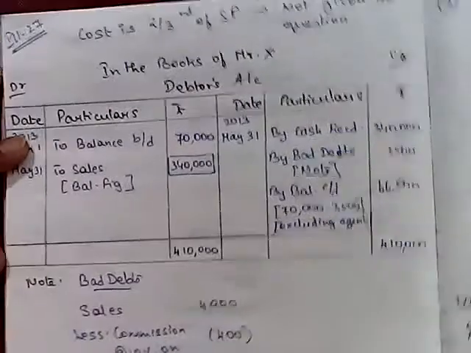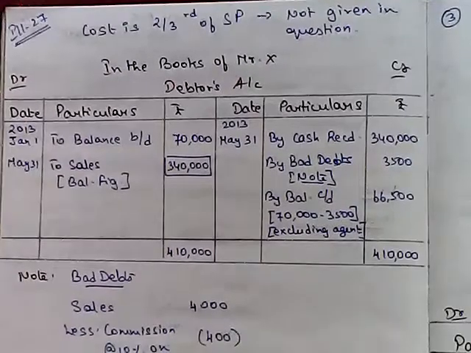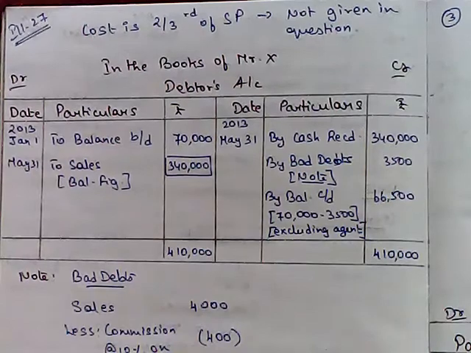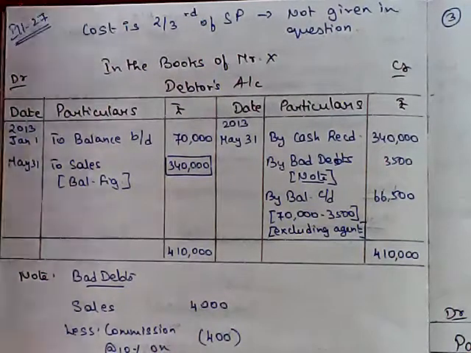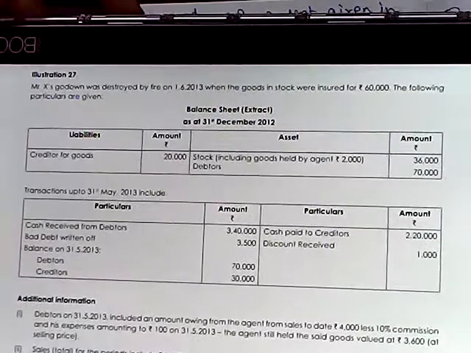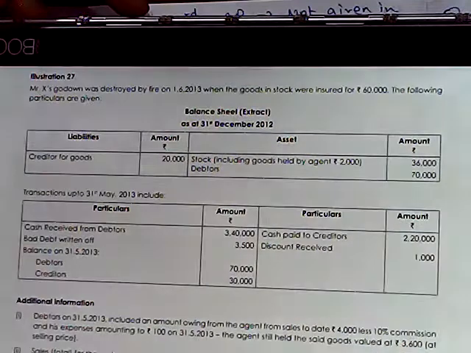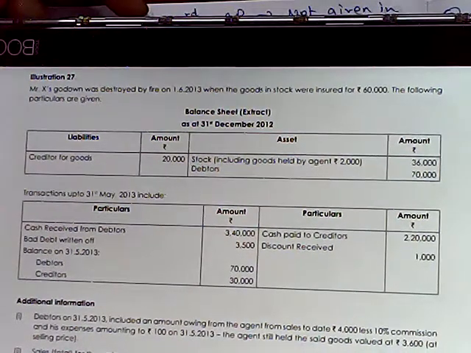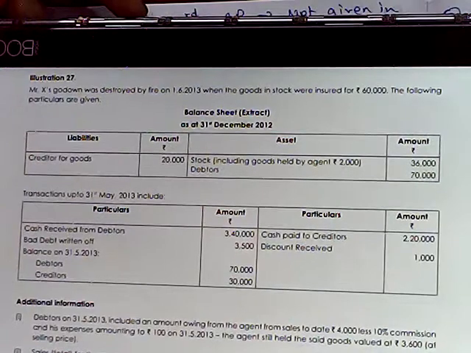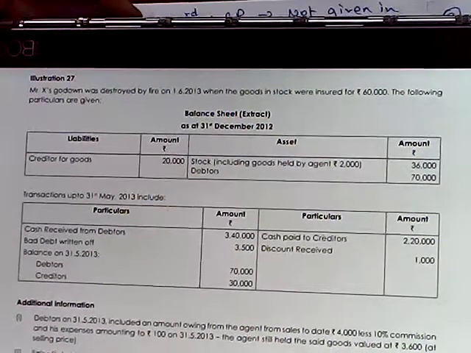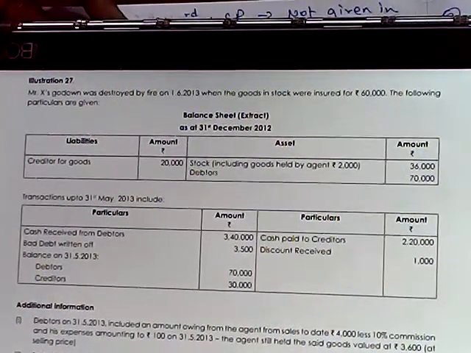Now moving on to illustration number 27. Let's read the problem first. Mr. X's godown was destroyed by fire on 1/6/2013 when the goods in stock were insured for 60,000. The following particulars were given. The balance sheet is given: creditors for goods 20,000, stock 36,000, and debtors 70,000.